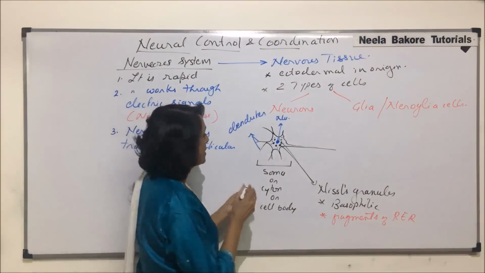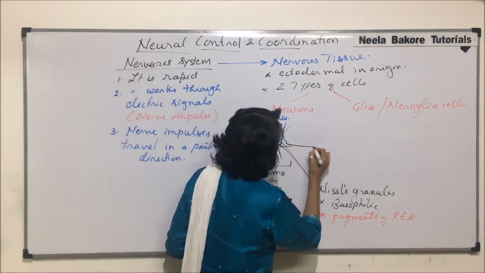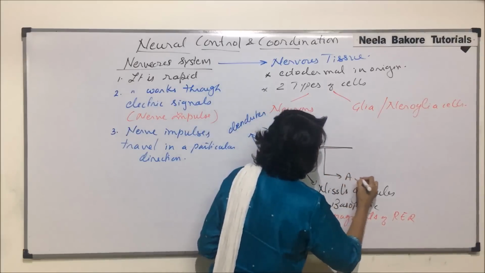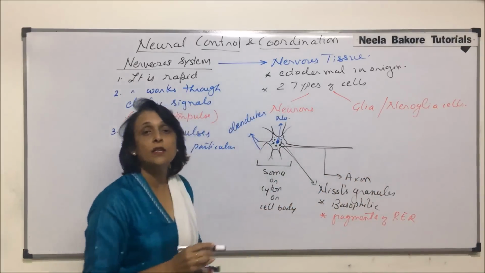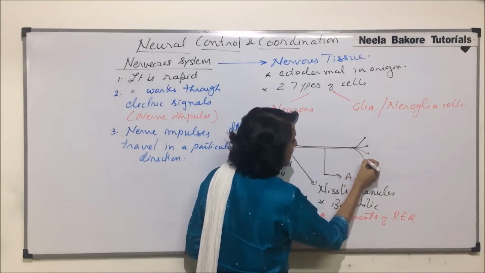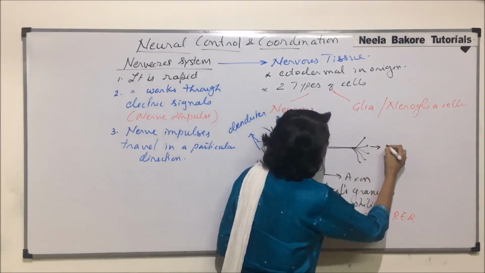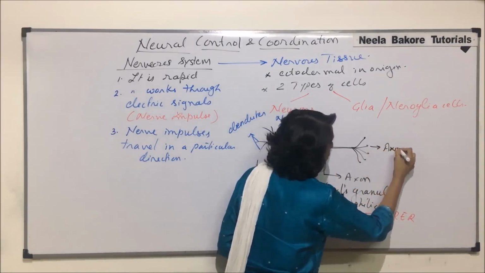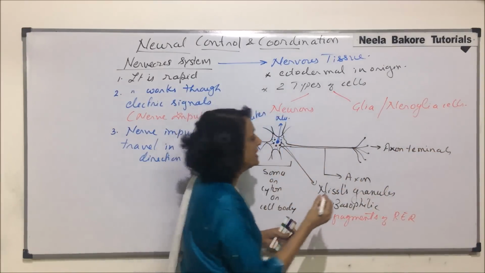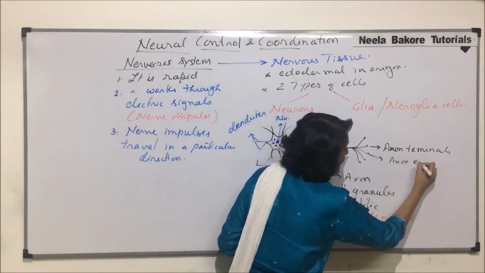These smaller processes which are extending are called the dendrites. Now here we are seeing a long process. This long process is the axon. And the axon terminates at the end by formation of various such fibers which are known as the axon terminals, or the free ends, and the swollen part is known as the axon end bulb.